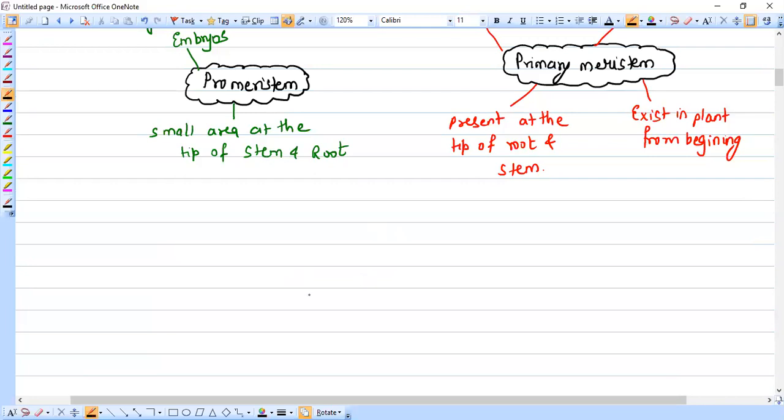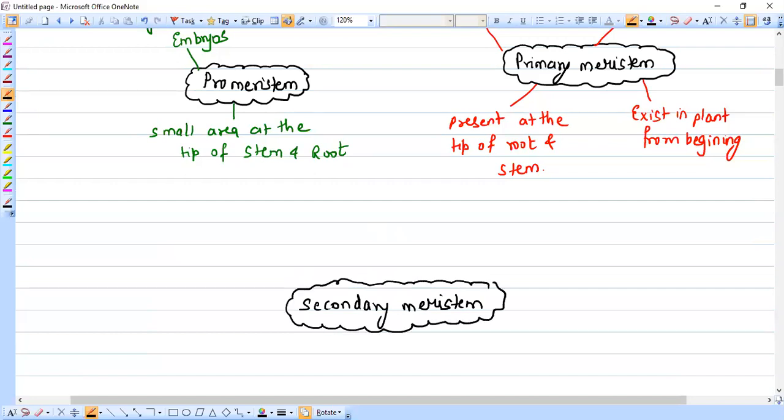So this is the third one called secondary meristem. So logically, what do you mean by this and where they are located? That is what we need to remember here. So when we talk about secondary meristem, the primary meristem will develop into secondary meristem. So secondary meristem, when it is formed, we can say formed later during growth. So when the plants are growing, in the later stage, you will get secondary meristem.